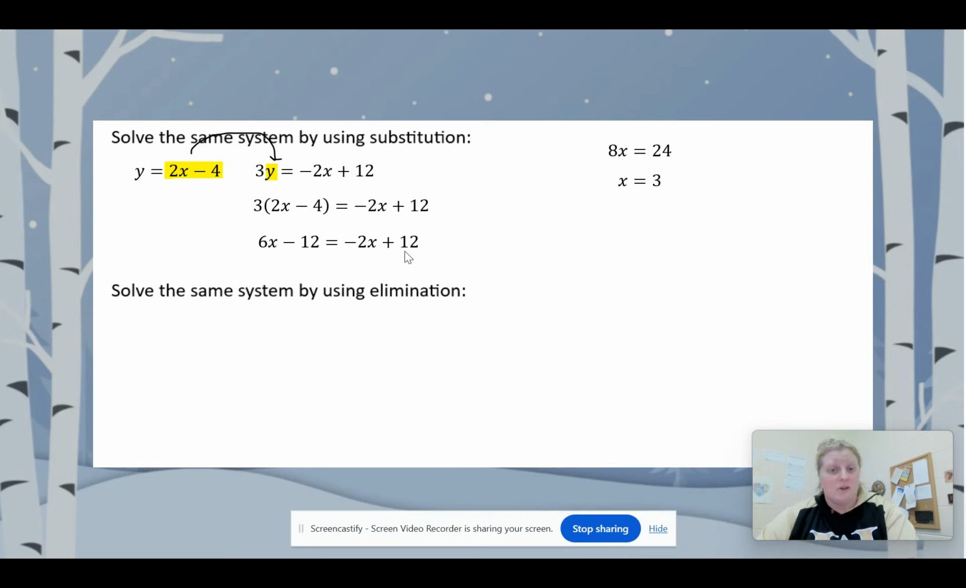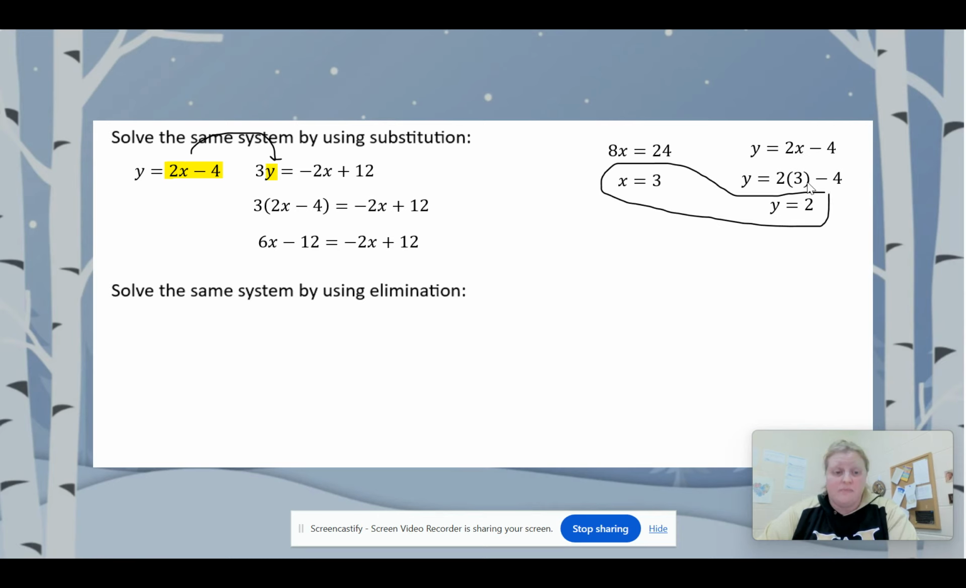Now you have to go back and get your y value because there was another letter in the problem. So you can use either equation, it does not matter. However, this one is going to be less work for you. And you're going to substitute your x value that you found in x's spot. That's going to get you 2. So there's your solution, (3, 2).